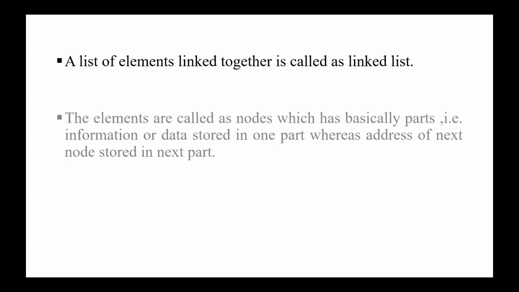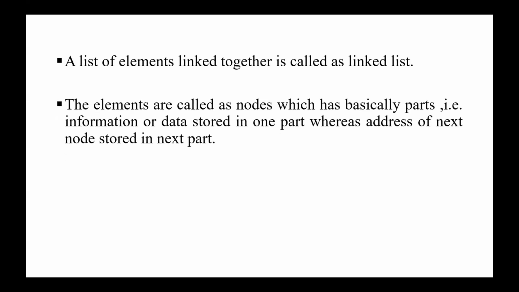This is dynamic memory allocation. So a list of elements linked together is called a linked list. By the name, linked list means a list of elements is present and linked together. Each element present in that linked list is called a node, which has two parts. First part stores the information, the data we want to store. Second part stores the address of the next node. On that basis only, a linked list can be established.